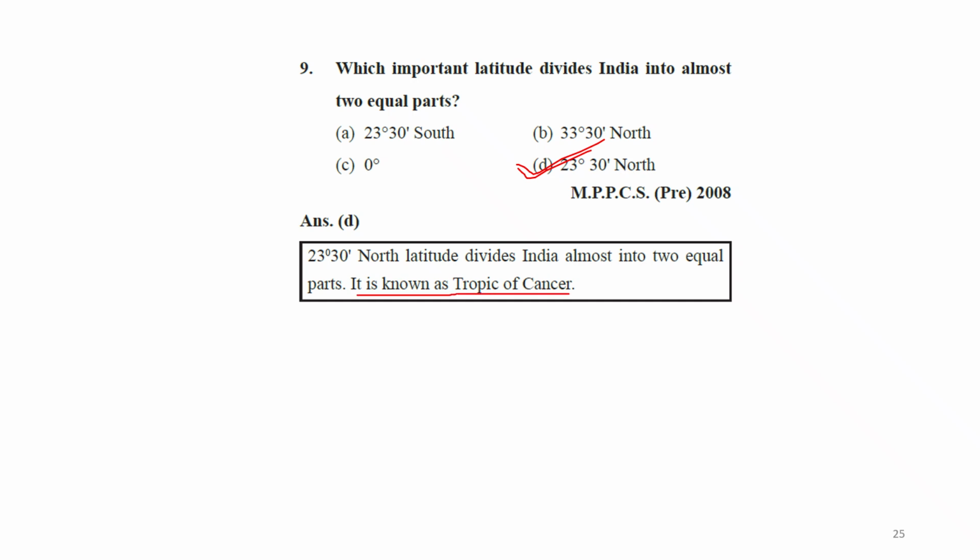So instead of directly mentioning the Tropic of Cancer, it is saying it is dividing into two equal parts. And we have also read earlier that this Tropic of Cancer is passing through the center of India. So that's why it is dividing into two equal parts.